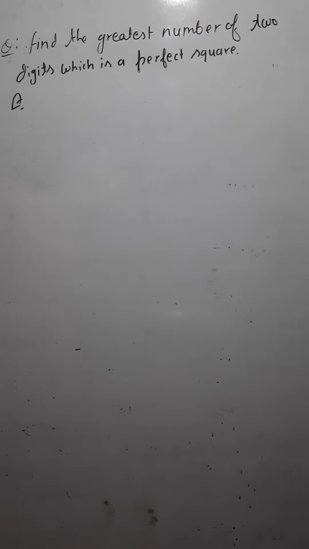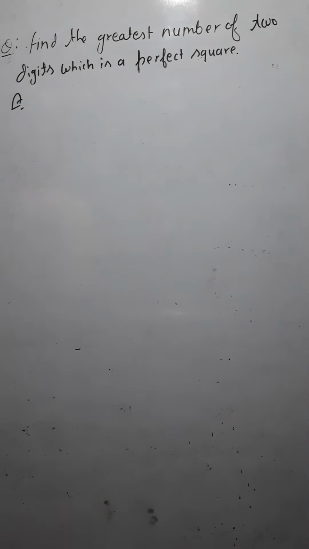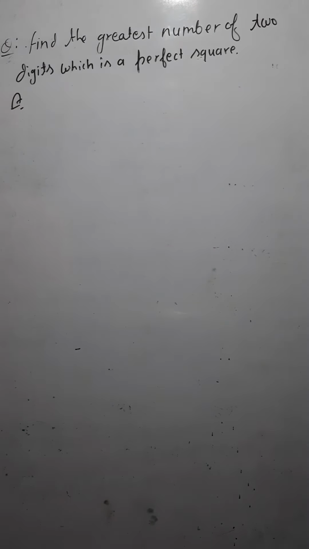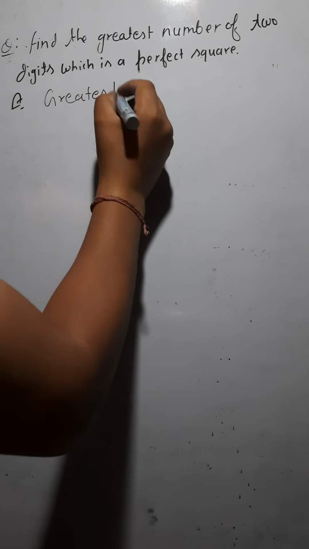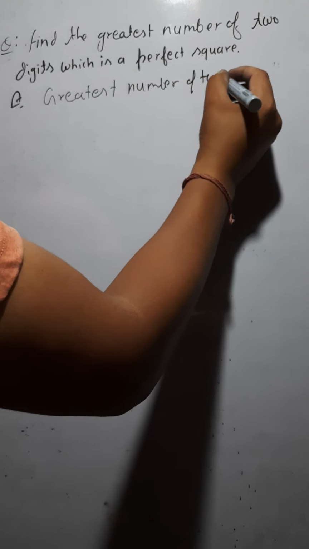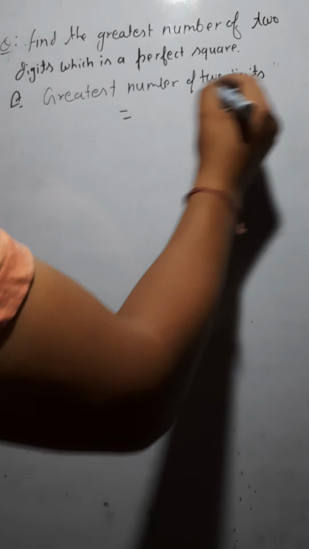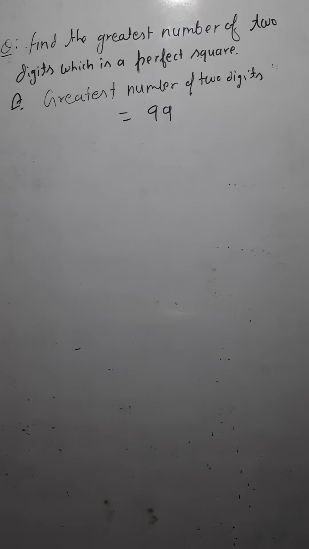Now the next question is, find the greatest number of 2 digits which is a perfect square. Okay, so now you have to find out the greatest number and it should be a perfect square. So what is the greatest number? If you see greatest number of 2 digits, can you tell me what is the greatest number of 2 digits? Yes, it is 99. But if you see, 99 is not a perfect square.